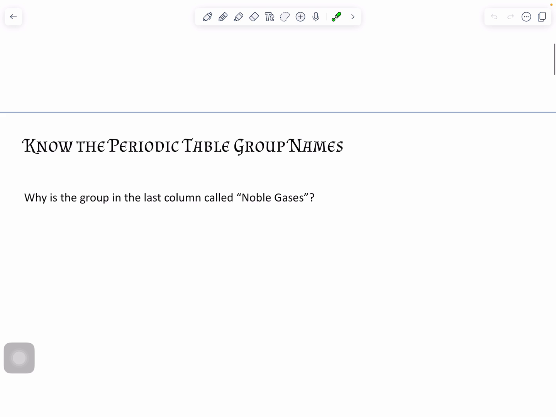Why is the group in the last column called noble gases? This is actually a historic name. If you think about the nobility, they are supposed to be impassionate and not reactive, so that when anything happens, they're still really straight-faced without a lot of emotional response. That's how it originally got its name, noble gases, after how kings and queens were supposed to behave without responding emotionally to anything.